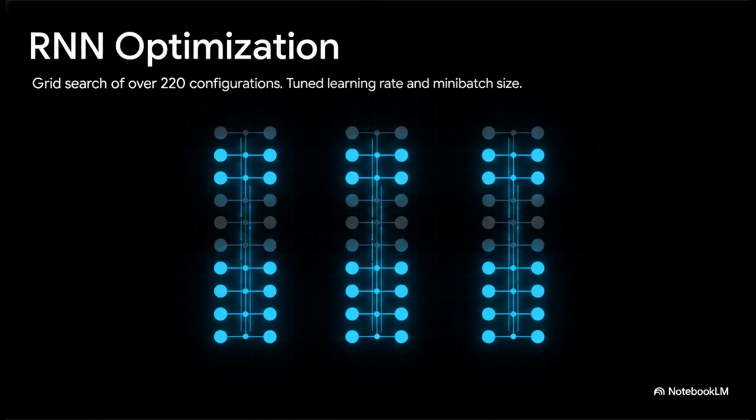It required an exhaustive grid search, testing over 220 different configurations. They relentlessly tuned hyperparameters, learning rate, mini-batch sizes, applying L2 regularization and dropout rates, all to keep the network from just memorizing the data instead of actually learning the underlying physics. The ultimate winner? A total powerhouse architecture. 3 layers of 512 long short-term memory units coupled with a 50% dropout rate.